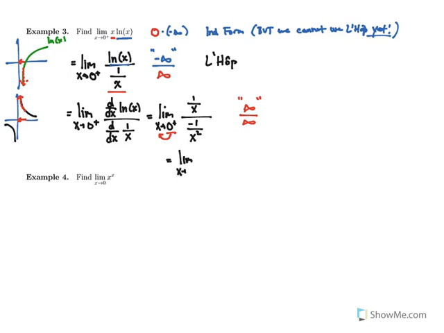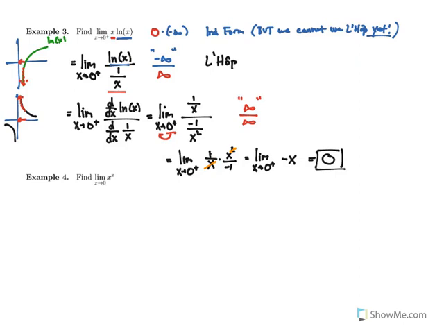We can write this whole thing as 1 over x times x squared over negative 1. We're doing the opposite of what we did before. We're now taking it out of that division and replacing it with multiplication. And when we do that, an x cancels out, and we are left with just the limit as x approaches 0 from the positive direction of negative x. And that is just going to be 0. No indeterminate form.